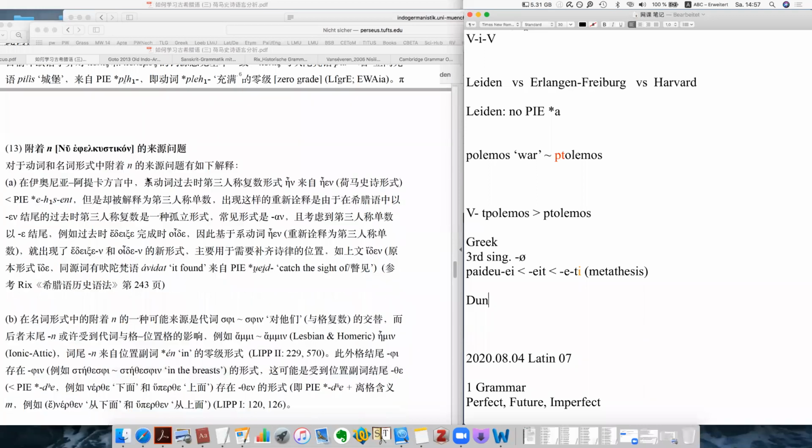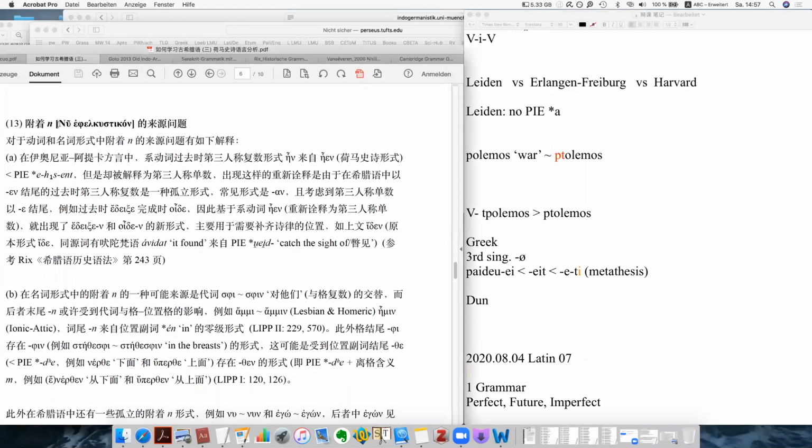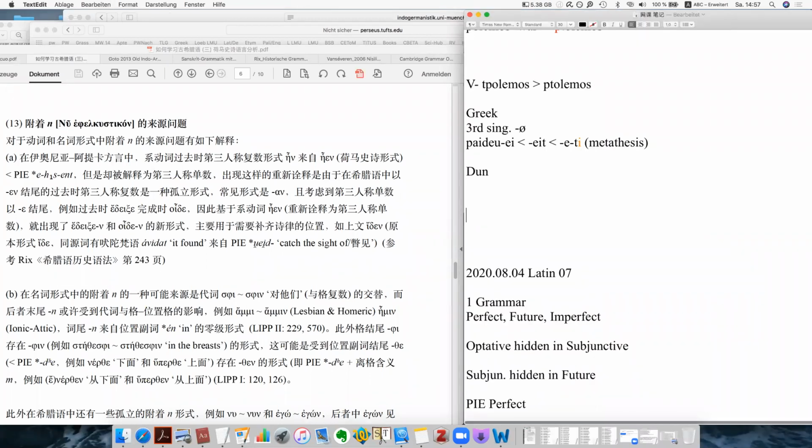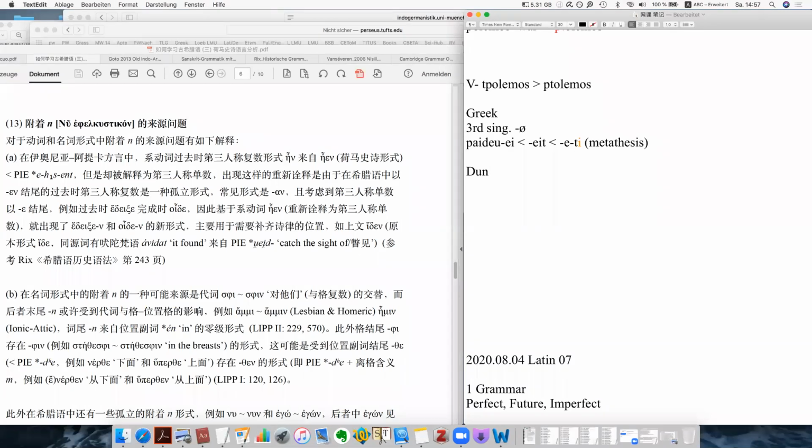Okay, so probably now we can talk about this special feature. Okay, so let's talk about this very special thing. It's called the New Heteroclitic Class. So what is the meaning of nu ephelkystikon? So it means that if we have a verb like this one, this is a verb we talk about.